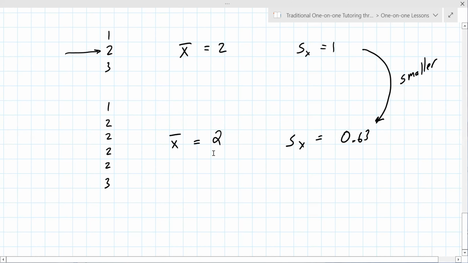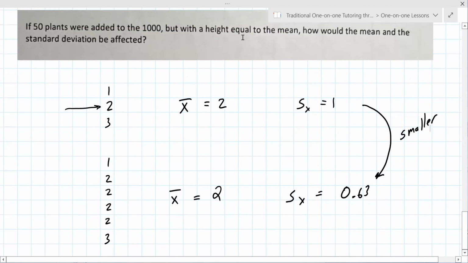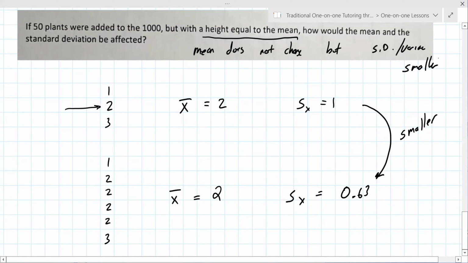The point of this exercise is that, because you're adding points that are equal to the mean, the mean does not change. But the standard deviation and the variance get smaller. And that's important. They get smaller because there are more data values closer to the mean, which means there's less spread.